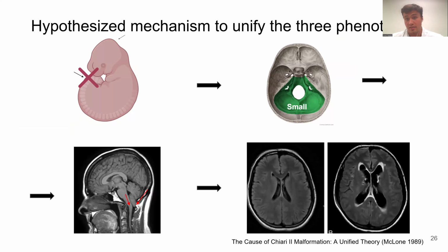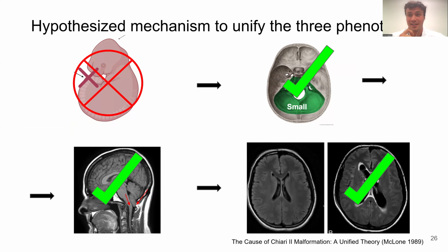So we have seen that there's a restriction of the posterior fossa content. We have seen that there's herniation of the cerebellum into the foramen magnum. And we have seen that there is expansion of the lateral ventricles in my mice, but we found that the catalyst that is supposed to cause this downstream cascade of phenotypes is inconsistent with my findings. And there is no failure of the neural tube to close that is originally supposed to cause all of this.